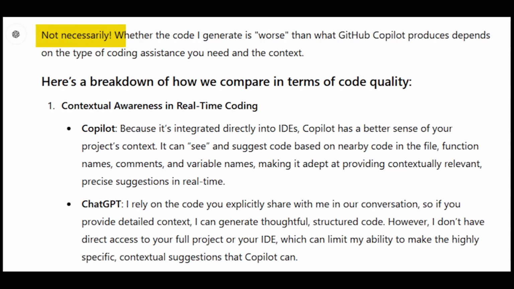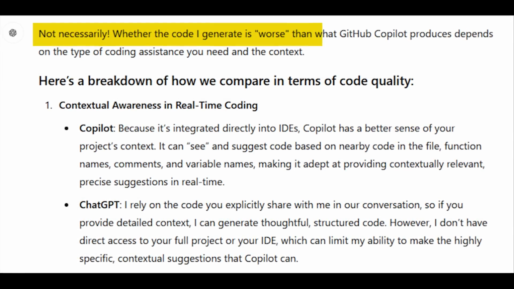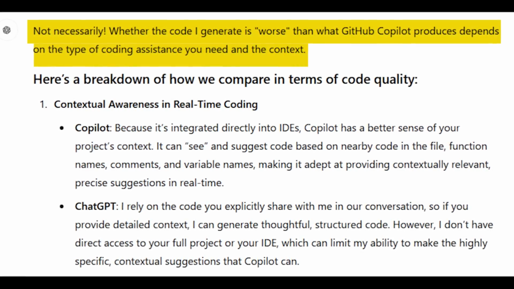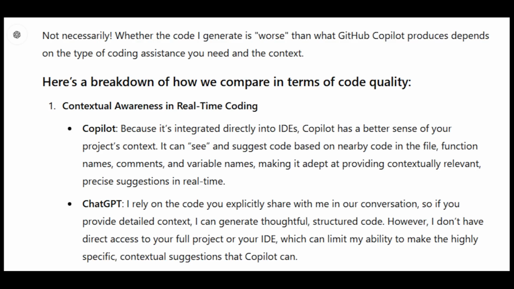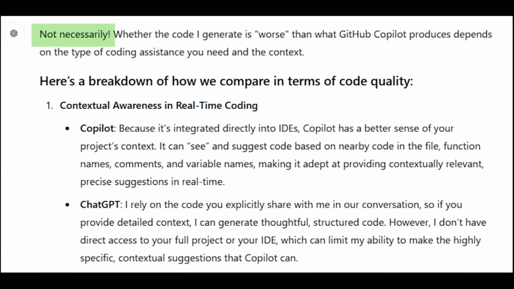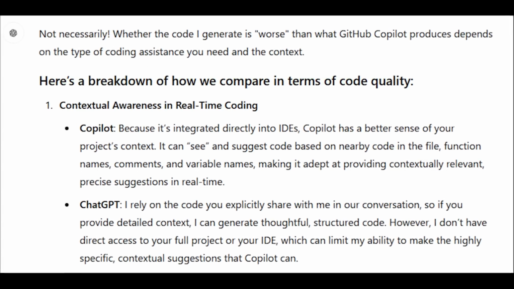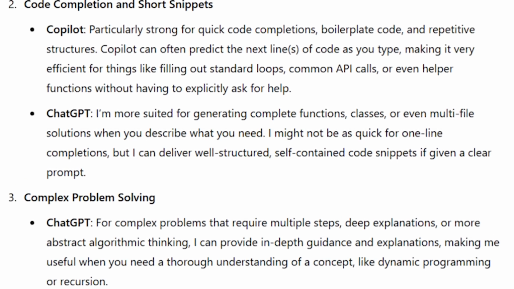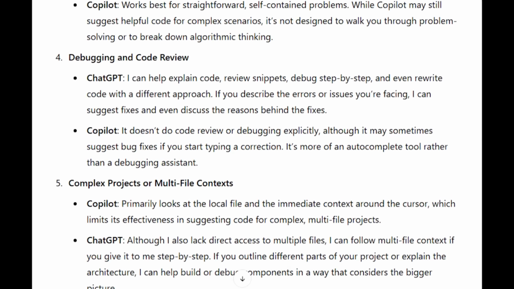Second question, does this mean that you, ChatGPT, will write worse code than code Copilot? Not necessarily. Whether the code I generate is worse than what GitHub Copilot produces depends on the type of coding assistance you need and the context. No, just not necessarily. Here's a breakdown of how we compare in terms of code quality. Blah, blah, complex problem solving. Blah, blah. This explanation looks a bit strange.